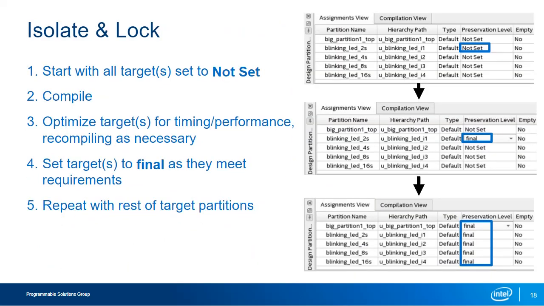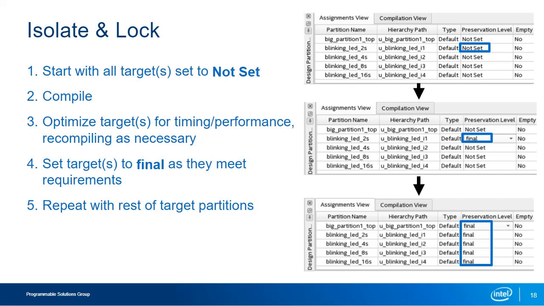Here are the steps involved in closing timing on a design through design block hierarchy isolation. First, set the target block's preservation level to not set to recompile back from source code. Then, do a full compilation of the design. Using timing analysis and optimization techniques discussed in the Intel Quartus Prime user guides and related trainings mentioned, optimize the target blocks, recompiling as needed until they meet timing.